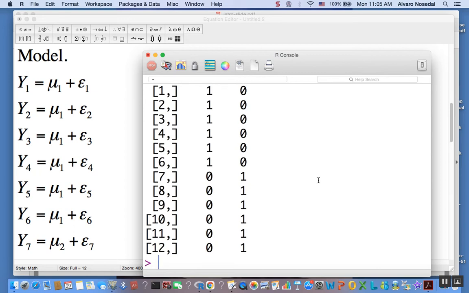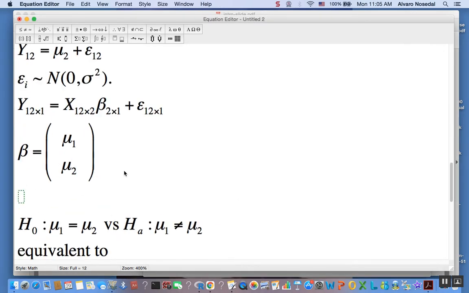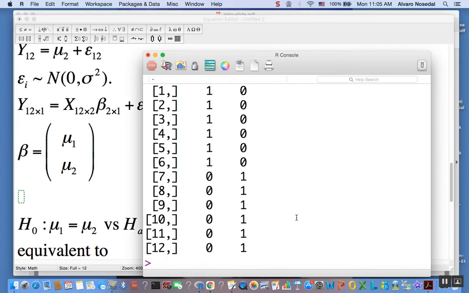Now, let's see. We want to use our theory from linear models. We're going to be estimating beta using least squares. Okay, so let's use our linear model function lm. Our response is going to be y. Our predictor x1 plus x2.